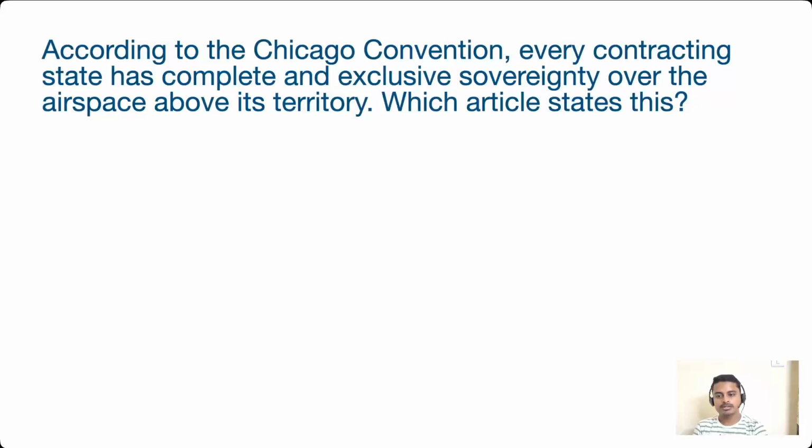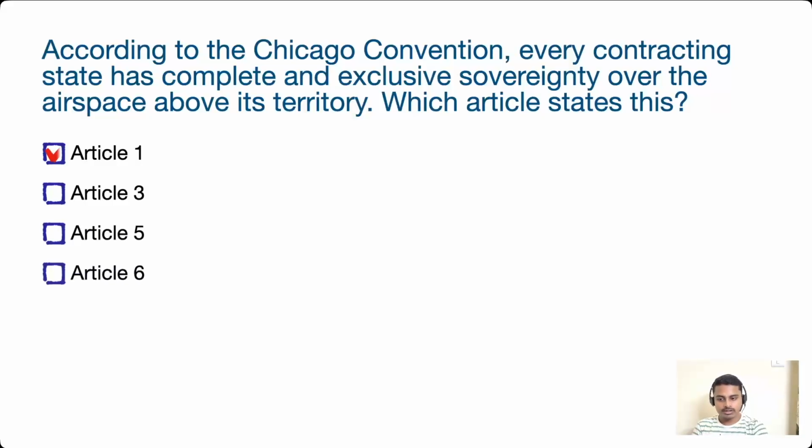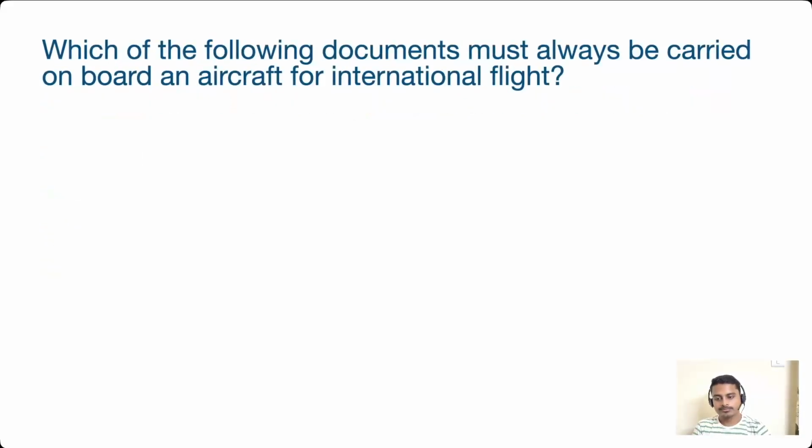So here's the first question. According to the Chicago Convention, every contracting state has complete and exclusive sovereignty over the airspace above its territory. Which article states this? If you remember, the Chicago Convention had several articles, and the first article itself talks about sovereignty, which means any country has exclusive rights over the airspace above its territory. So the correct answer here is Article 1.